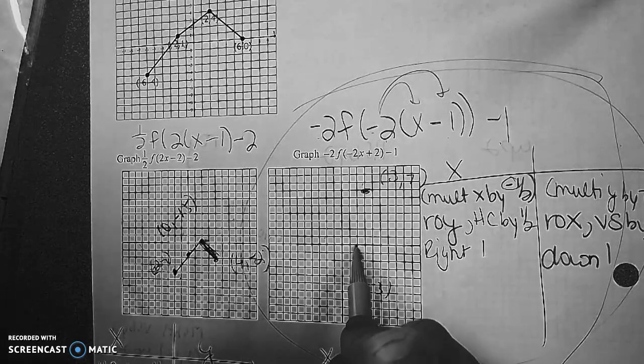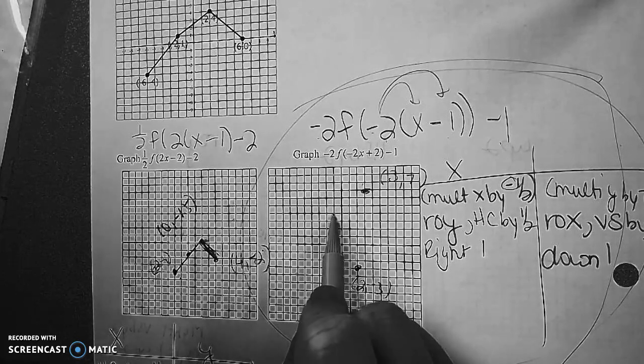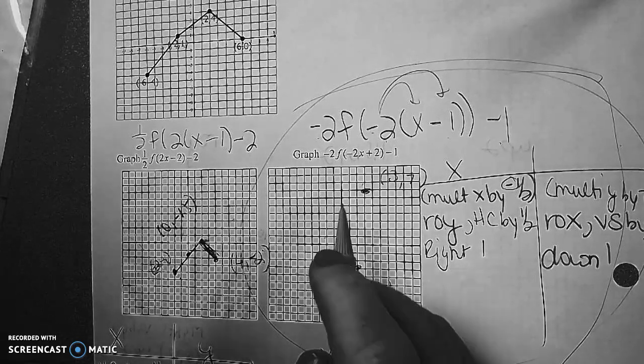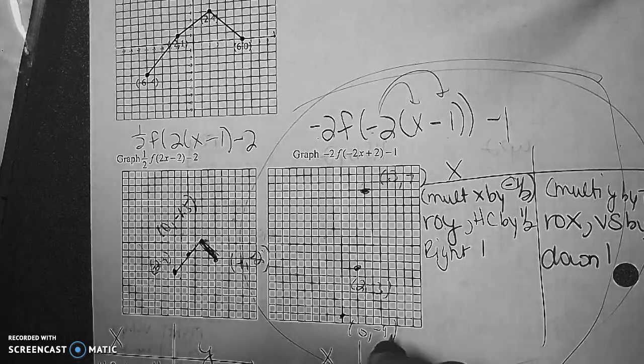Now let's take 2, 4. Multiply the x by -1/2, so 2 times -1/2 is -1. Then right 1. Multiply that y value by -2. The y is 4. 4 times -2 is -8. And down 1. So I'm getting the point 0, -9.